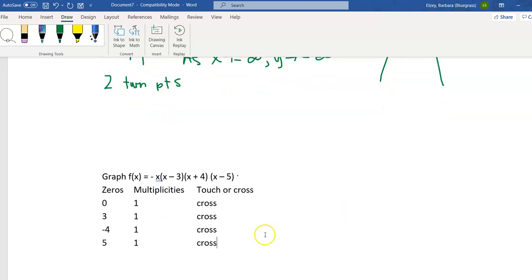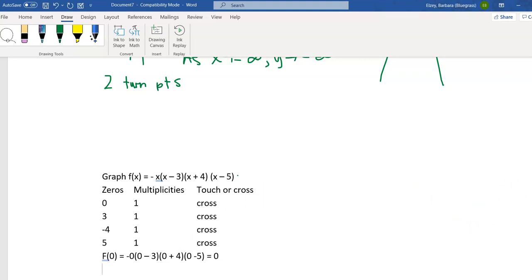Step 2, let's find the y-intercept. Remember to do that. Put 0 in for x. So we'll have -0, 0 - 3, 0 + 4, and 0 - 5. Now the truth is, this 0 out front is just going to multiply times all of these things, so we're just going to get 0.